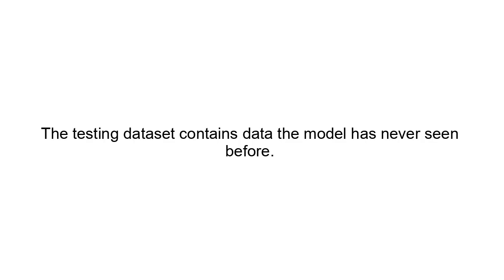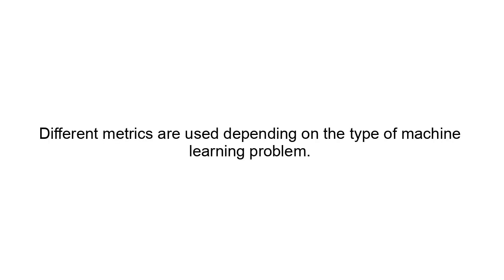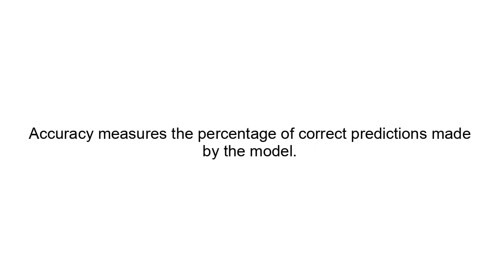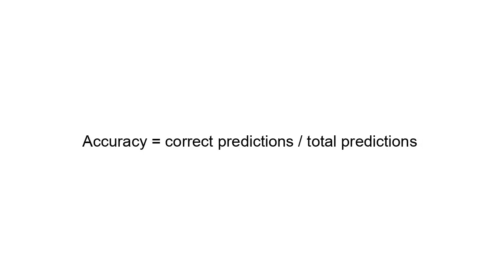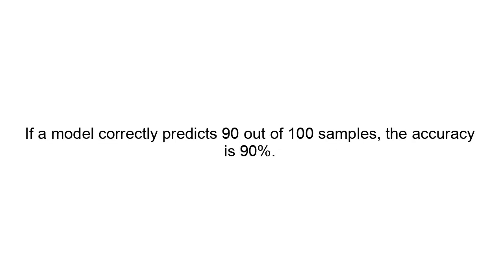Common model evaluation metrics. Different metrics are used depending on the type of machine learning problem. Accuracy. Accuracy measures the percentage of correct predictions made by the model. Example: accuracy equals correct predictions divided by total predictions. Example: if a model correctly predicts 90 out of 100 samples, the accuracy is 90%. Accuracy is commonly used for classification problems.